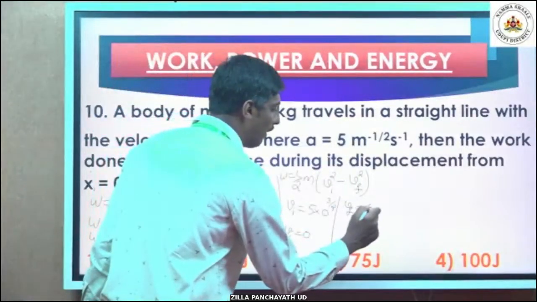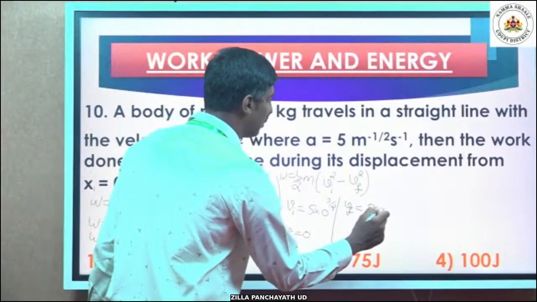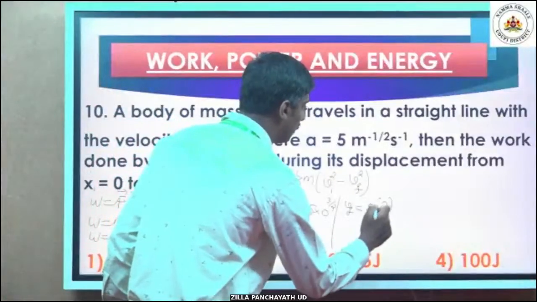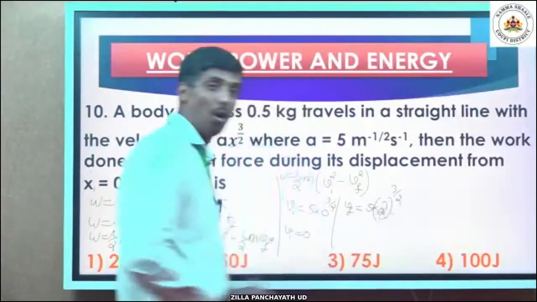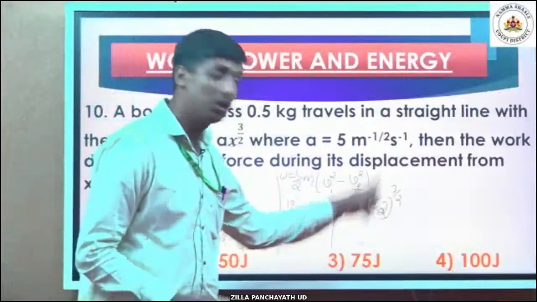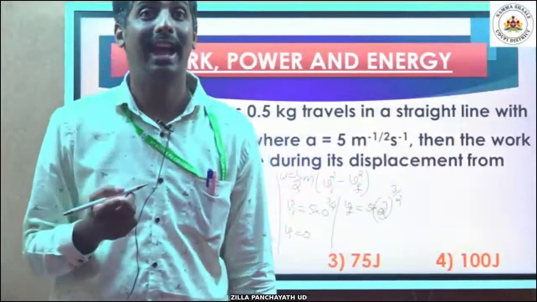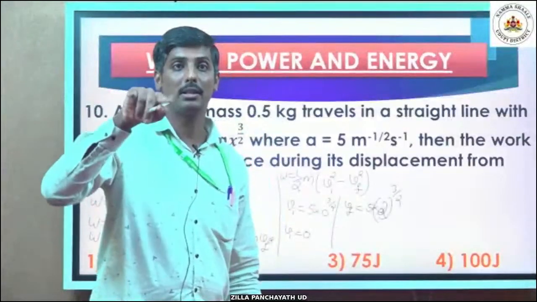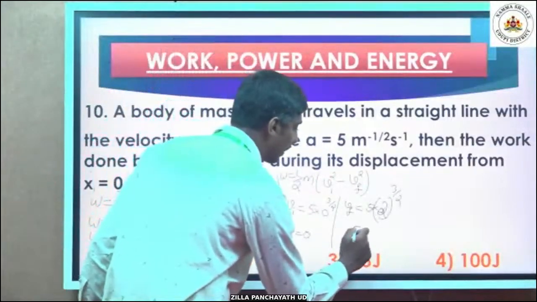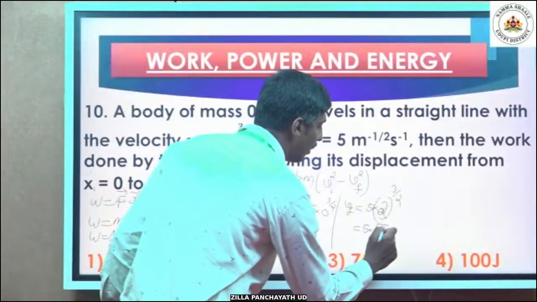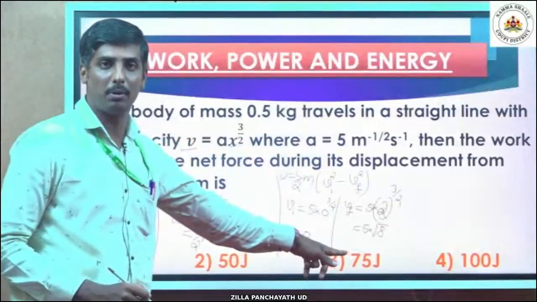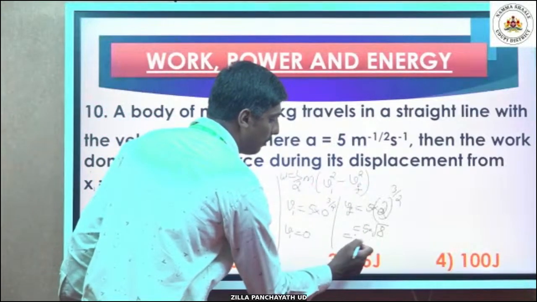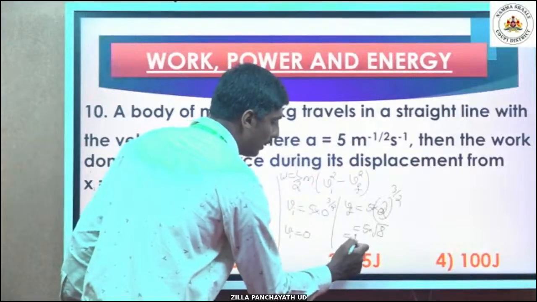Next, vf is again 5 into x to the power 3/2, with x equal to 2. So I write 2 to the power 3/2. Now how to solve 2 to the power 3/2? Cube the 2, cube of 2 is 8, then to the power half. 8 to the power half is nothing but the square root of 8. So this is 5 into square root of 8. You can simplify it: square root of 8 can be written as square root of 4 into 2, which is 2 root 2. So it becomes 10 root 2.